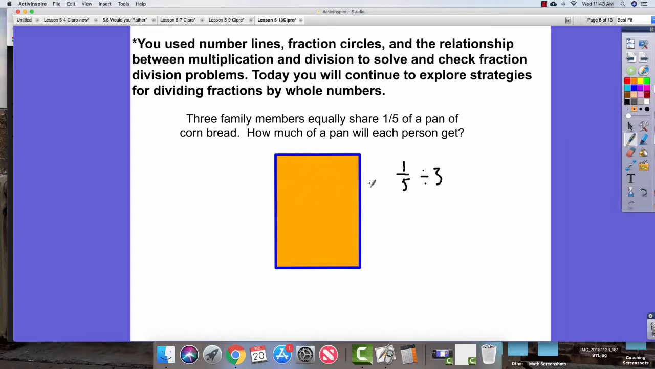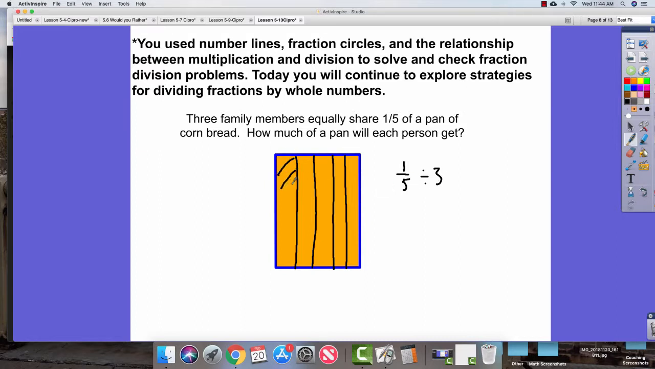So I'm going to show this. This is going to represent one whole pan of cornbread, okay? So I'm going to split to show that I have 1/5 of it. So I'm going to split this pan into fifths. So 1, 2, 3, 4, 5. And again, I'm sorry that this isn't as precise as it should be. If you're doing it, I encourage you to use a straight edge and to be a little bit more precise, making this look a little bit more equal. But anyway, I have 1/5.